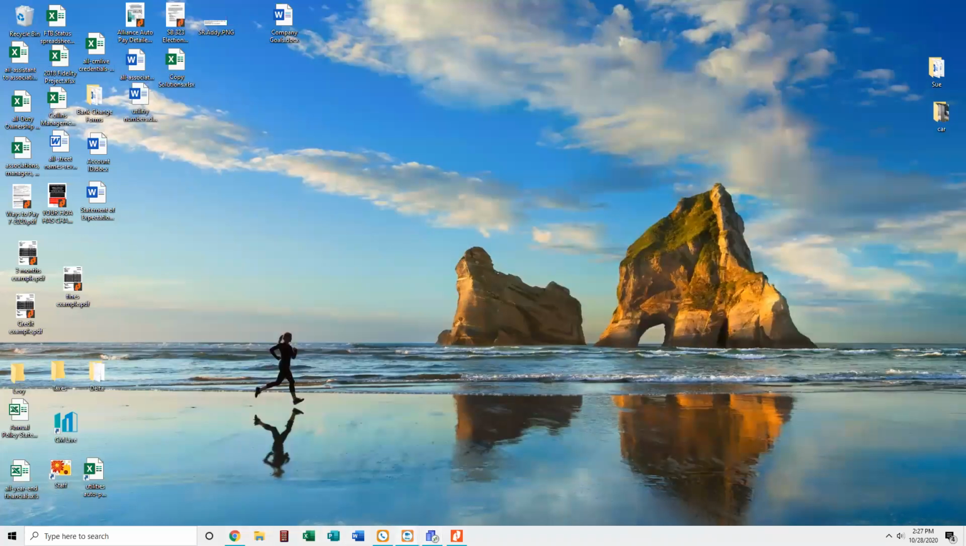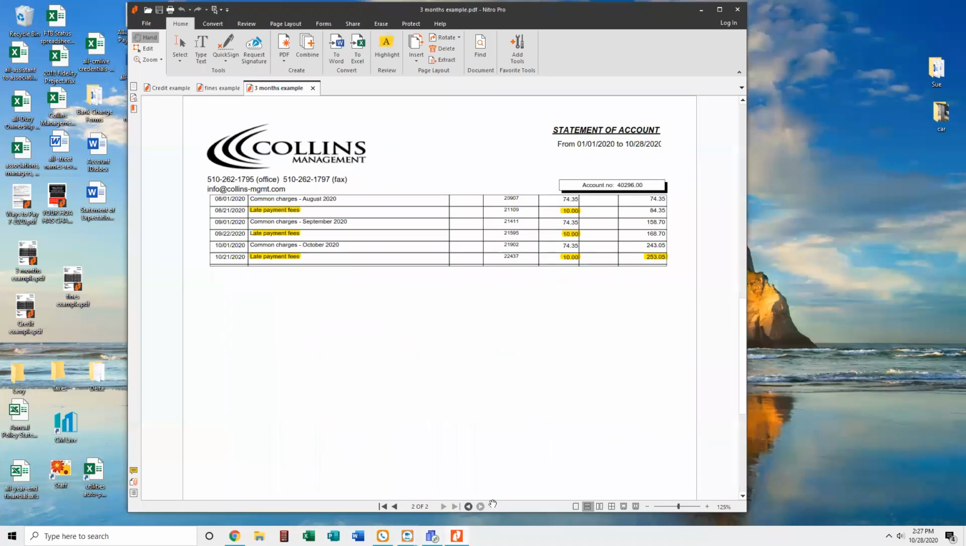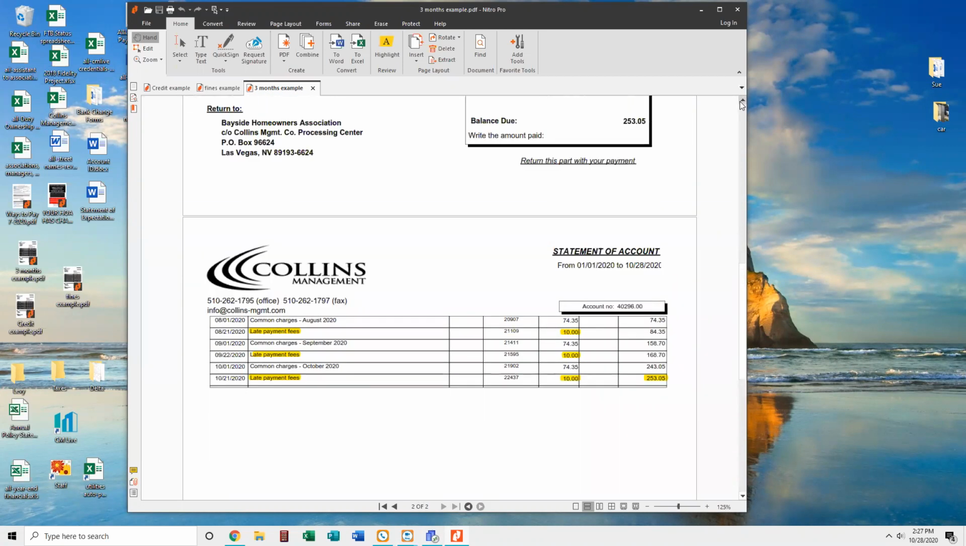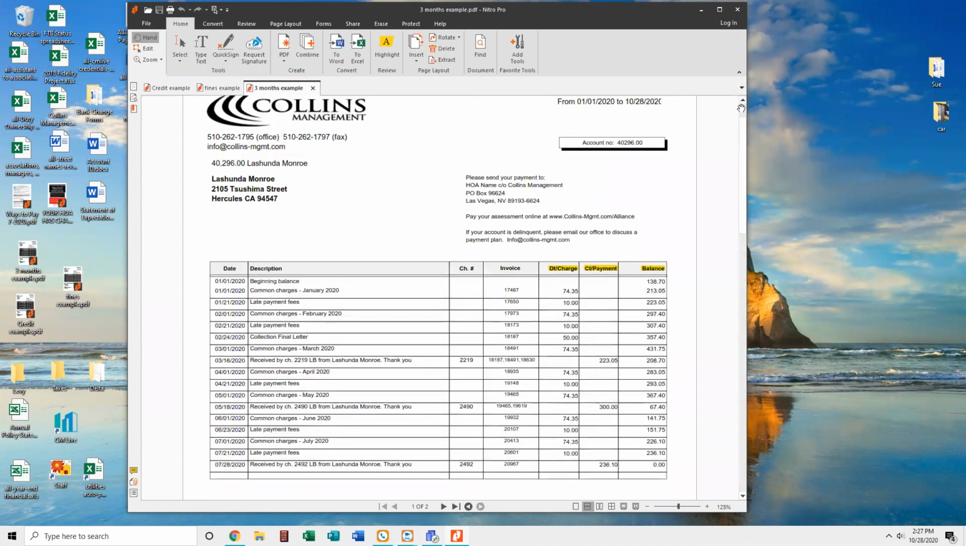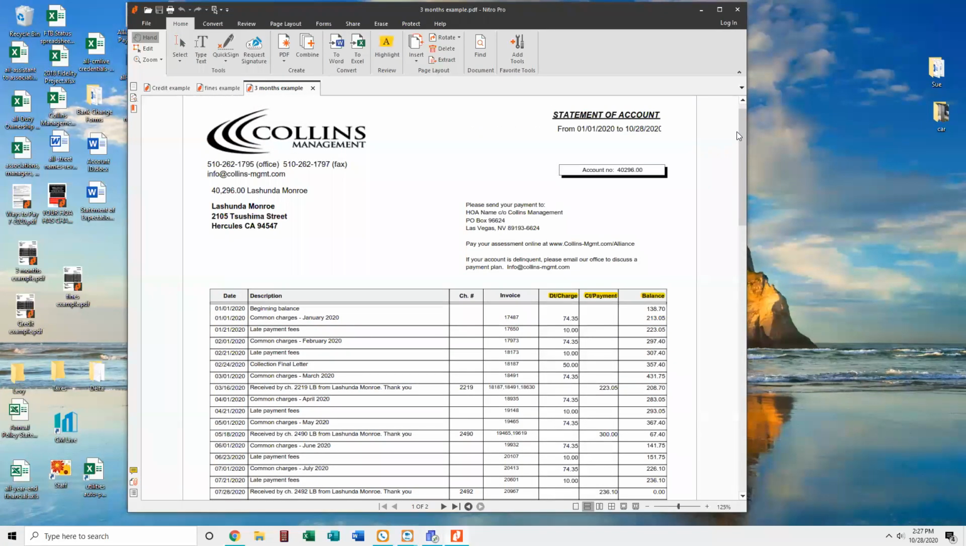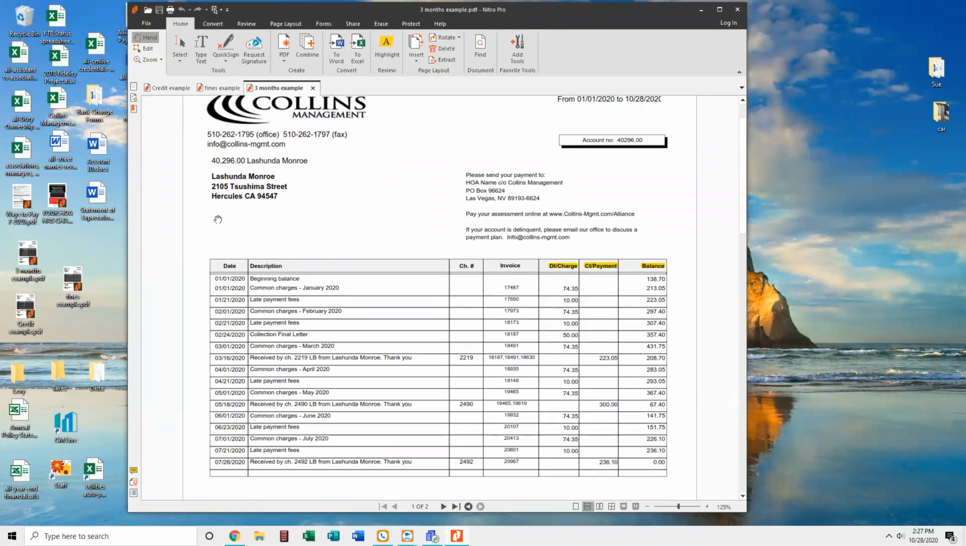I have 3 examples for you today. And the first example is someone who you've come across in their ledger that is behind in their dues.